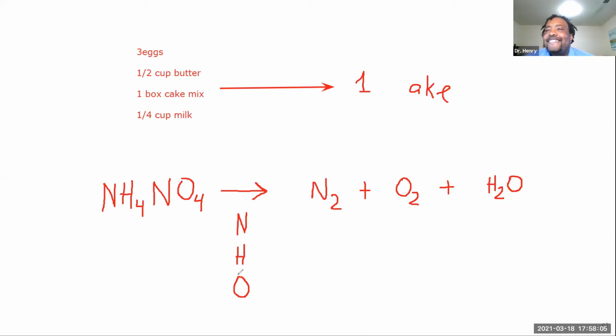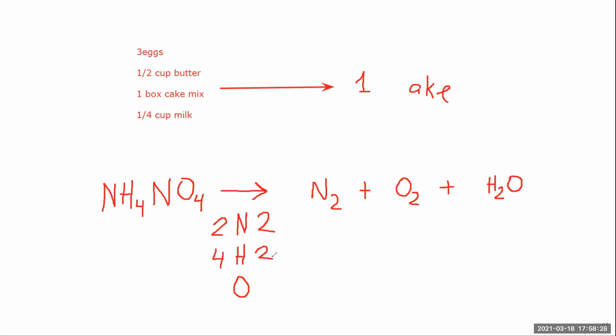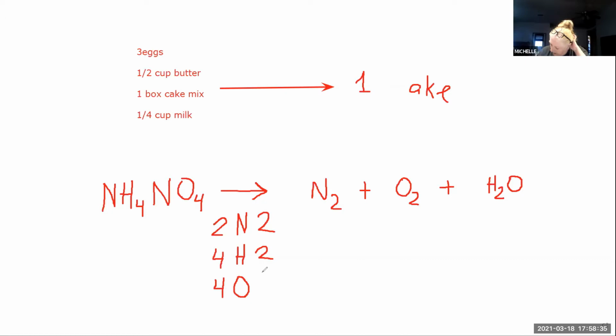Okay, so how many nitrogens do we have on the reactant side? Two. On the product side, two. How many hydrogens? Four. And on the product side, 2. How many oxygens? Four. And on the product side, 3.